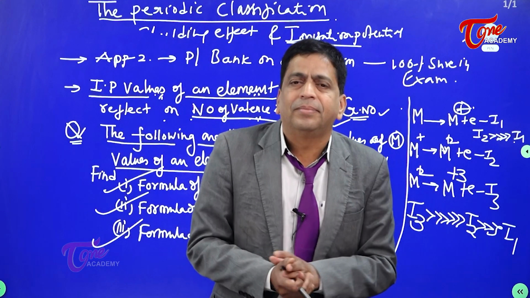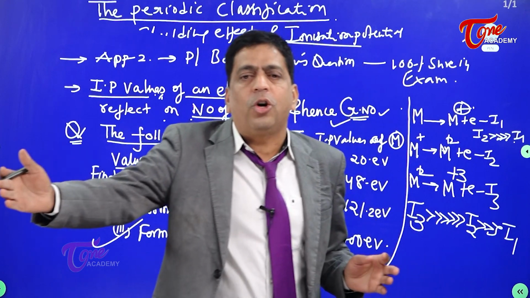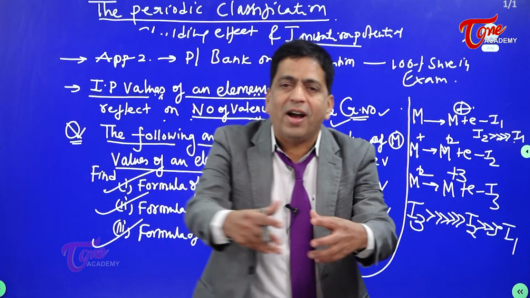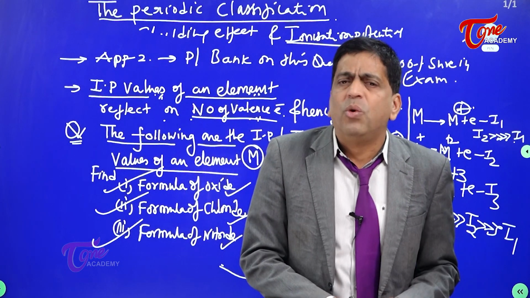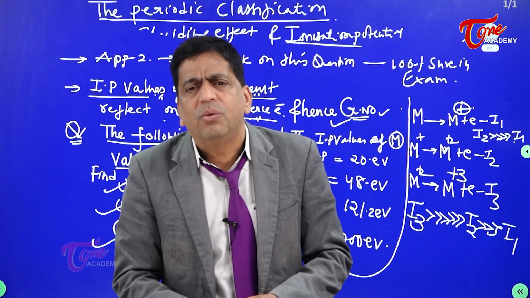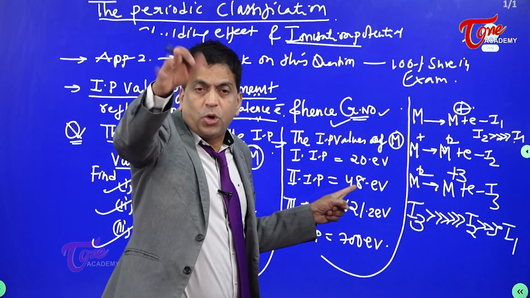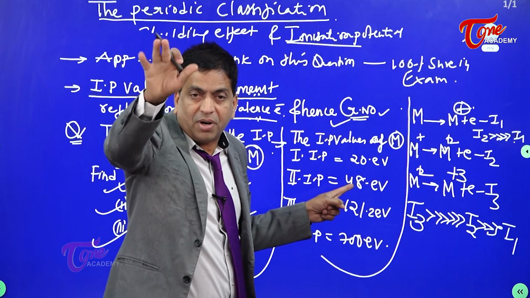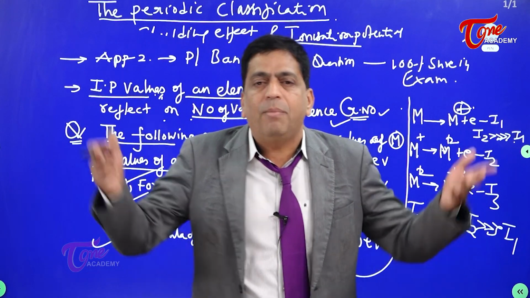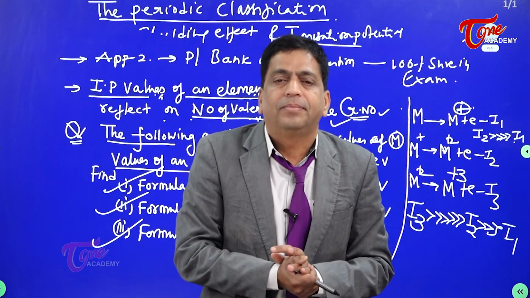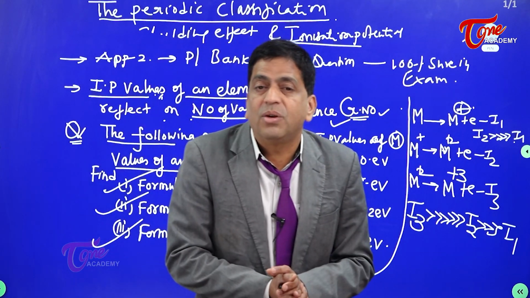Fine, because once you remove 2 electrons, you're further shrunk in size. And if you're further shrunk, removing the third electron would be extremely difficult for you. So you started off with 20, 48, no surprise. Then you came for 121. I'm not surprised, because the third would be difficult for you.